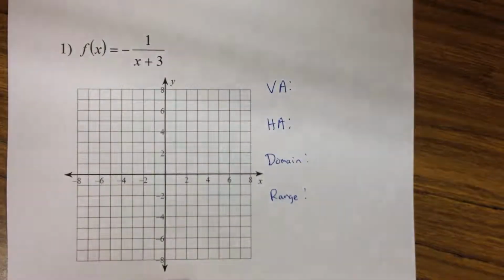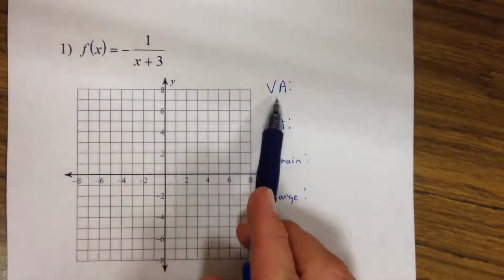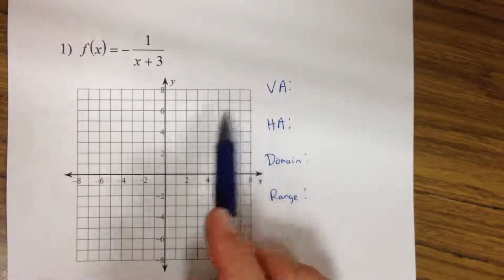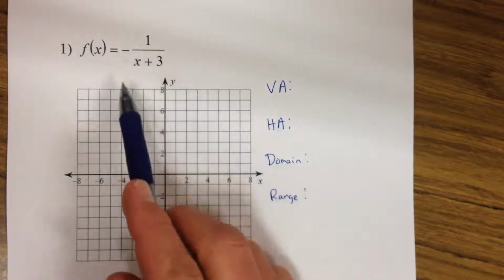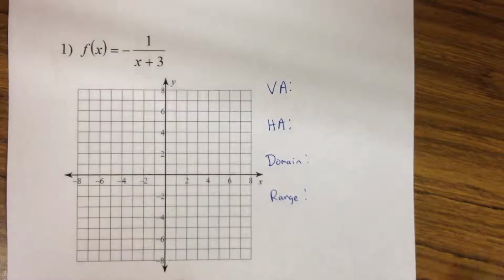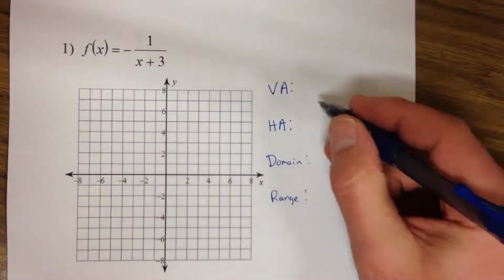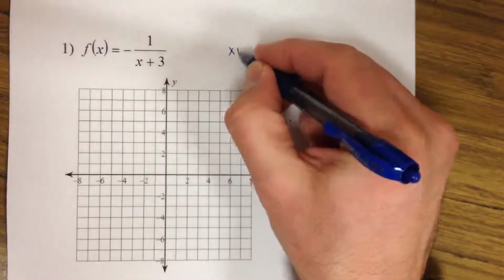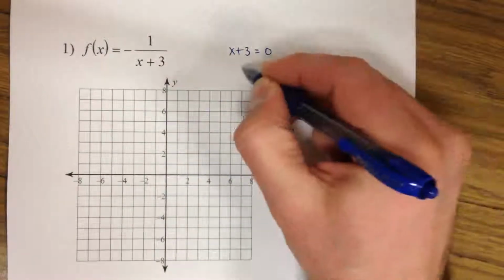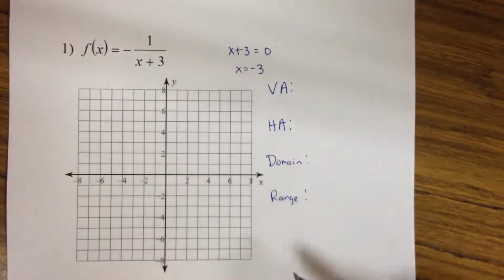Okay, I'm going to show you how to graph basic rational functions, and let's get started. So our vertical asymptote is always going to be the x value that makes the denominator 0. If we have 0 in the denominator, we have an undefined equation, or undefined function. So if you think about this, you could take x plus 3 and set it equal to 0 and think that x equals negative 3 would make this 0.